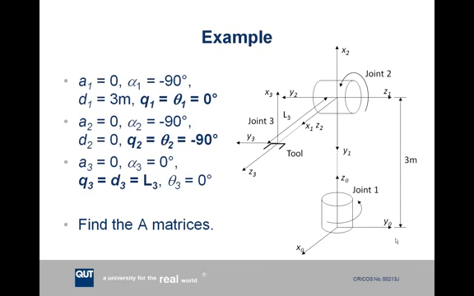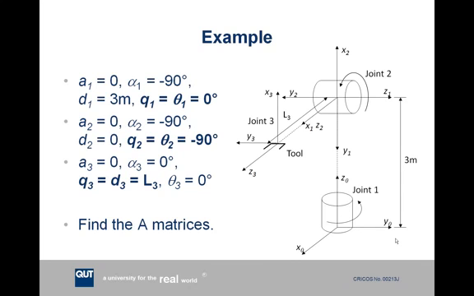d1 is the distance from x0 to x1, measured along the z0 axis. So this corresponds to that 3 meter measurement. So d1 is 3 meters. Theta 1 is the angle from the x0 axis to the x1 axis measured around the z0 axis. So x0 and x1 are currently aligned, so the angle is 0, and because this is our joint variable, this is also our q1 variable.